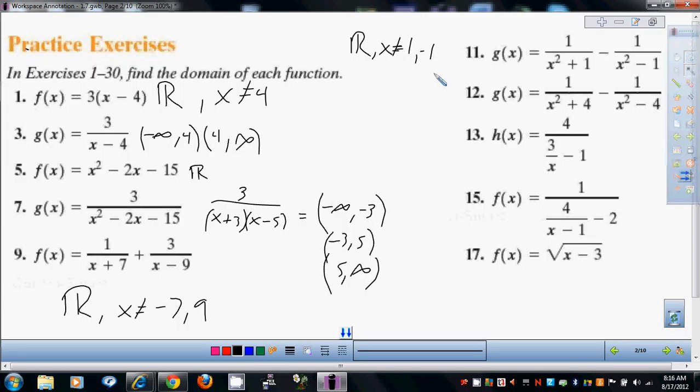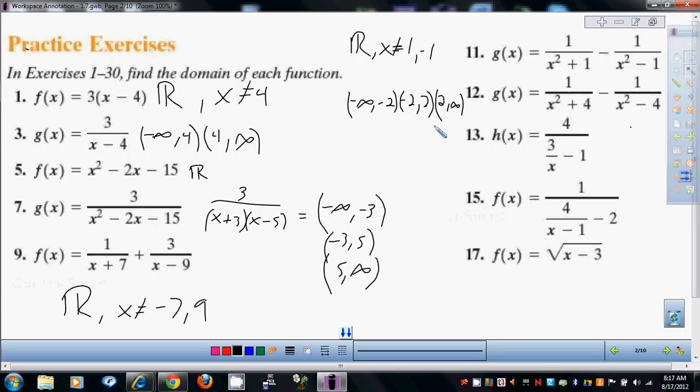What about number 12? Very good. 2 squared would give us a 0, -2 squared would give us a 0, and this one doesn't cause us any problems. So, I'll answer this one like this: -infinity to -2, -2 to 2, and 2 to infinity. Okay. 13 looks fun.